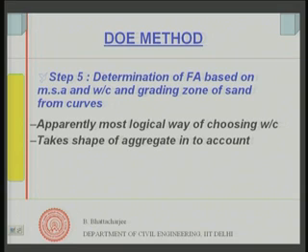Apparently, this is a very logical way of choosing water cement ratio, because you see it does not assume it to be a function of cement strength or something of that kind. It actually treats strength as a function of water cement ratio when all other things remain constant. The only thing is that the starting point might be difficult. Well, with a little bit of modification it becomes very logical, as we shall discuss.